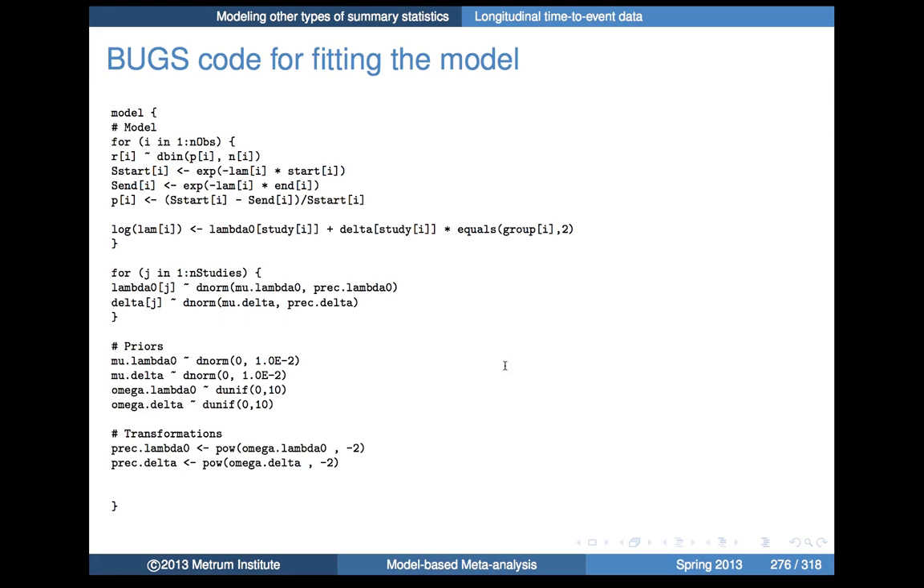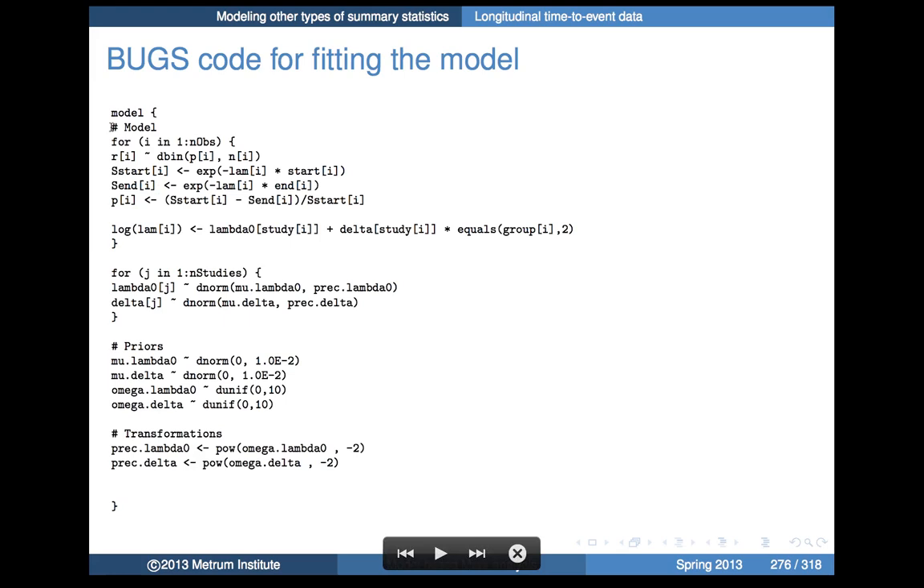So again, I just chose to use the same sort of reference priors that I used before for the overall mean log event rate in the control arm and the log hazard ratio, as well as the between study variance in the log event rates in the control group and the log hazard ratios. Fitting this model in WinBUGS is again pretty straightforward. I'll review the code here, and then we'll go into R to fit the model in real time, just to show you what we need to do in R to set things up.